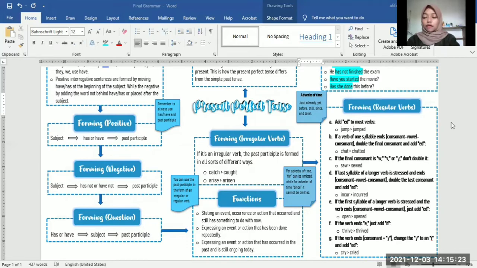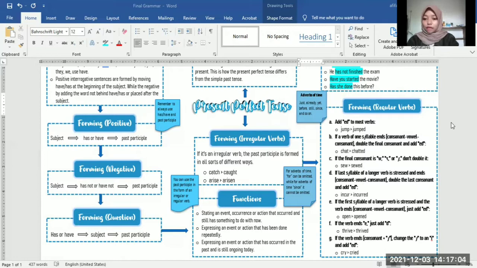The next is forming for regular verbs. A. Add ed to most verbs. For example, jump to jumped. B. If a verb of one syllable ends consonant, vowel, consonant, double the final consonant and add ed. For example, chat to chatted. C. If the final consonant is W, X, or Y, don't double it. For example, saw to sawed.